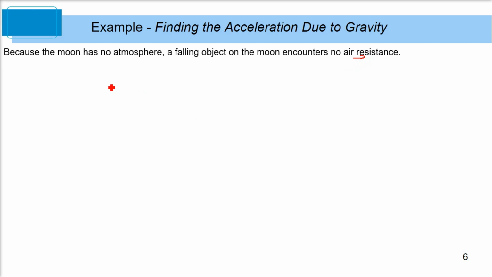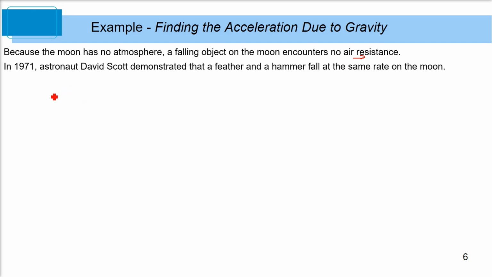There was an astronaut. In 1971, David Scott demonstrated that a feather and a hammer fall at the same rate on the moon. When they are falling at the same rate, we are talking about a position function, and that is in meters. The position function of each of these falling objects is given by a certain function.